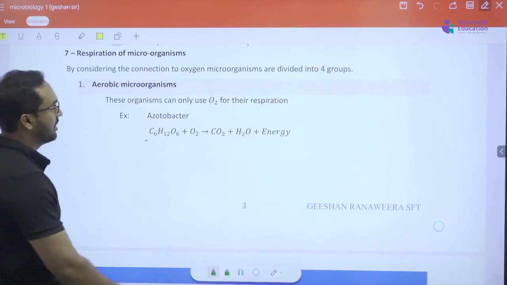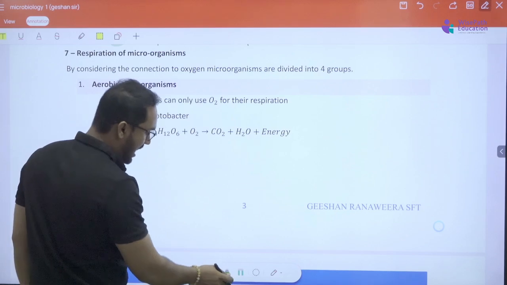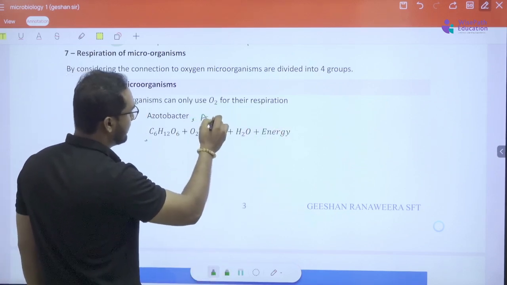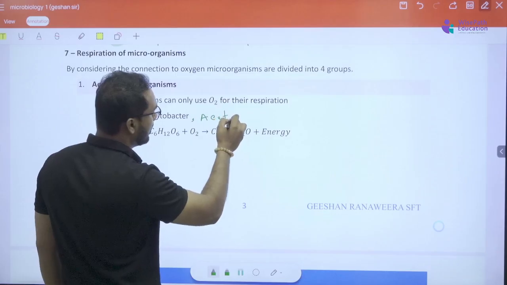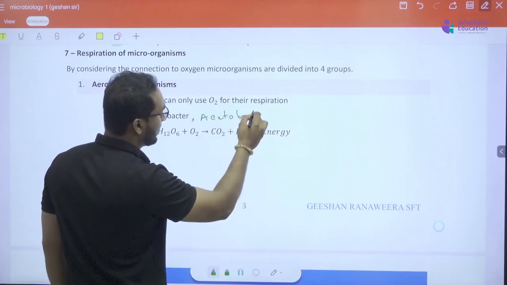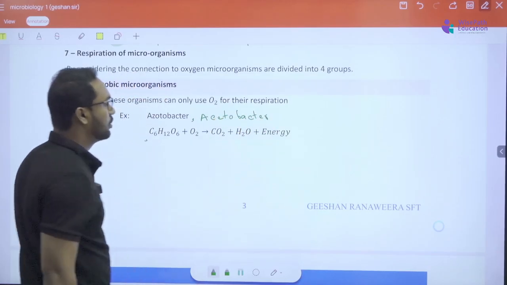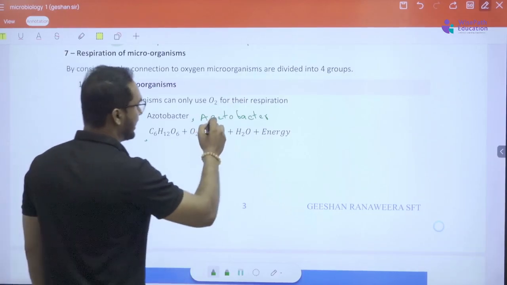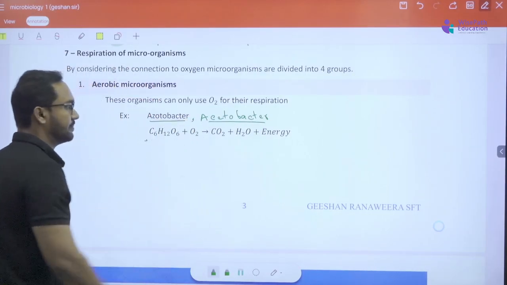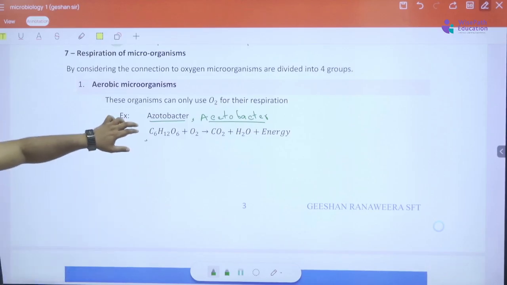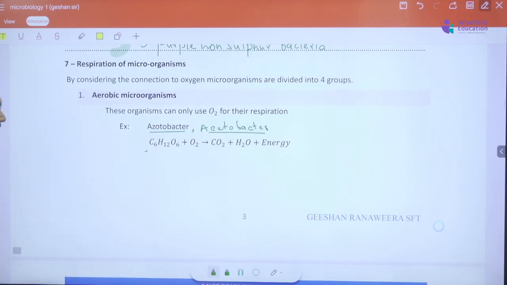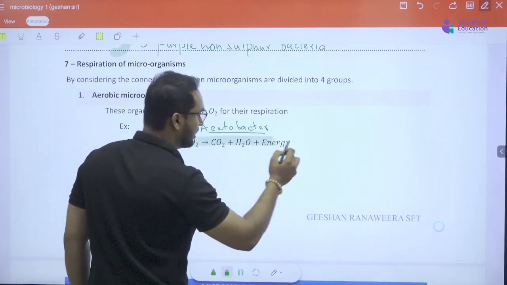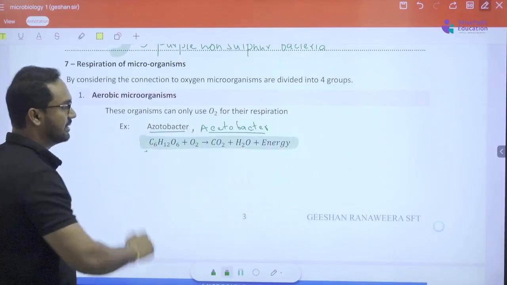And the examples are Azotobacter and Acetobacter as well. There's another one. Write down this one as well, Acetobacter. Azotobacter and Acetobacter. And highlight the chemical reaction as well, right? This chemical reaction is important.